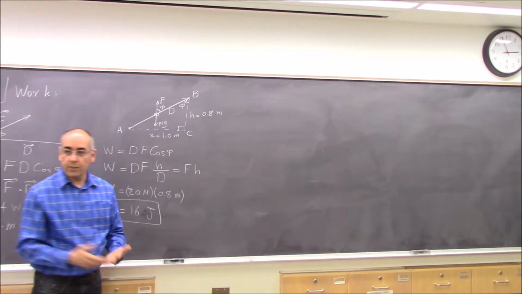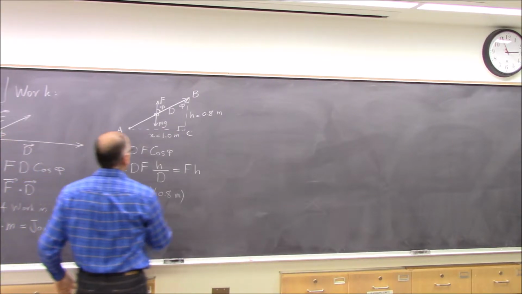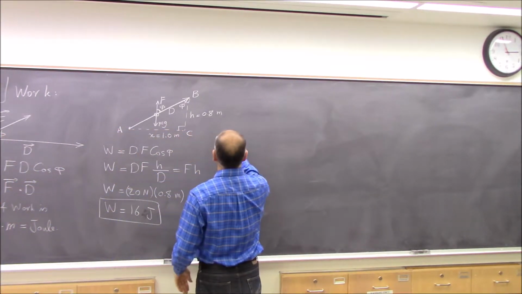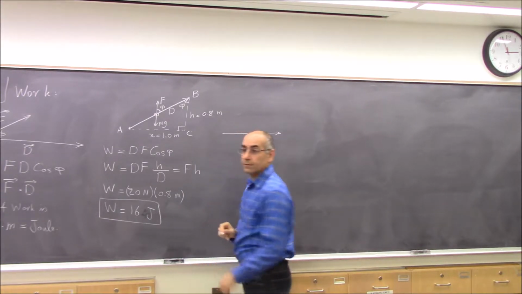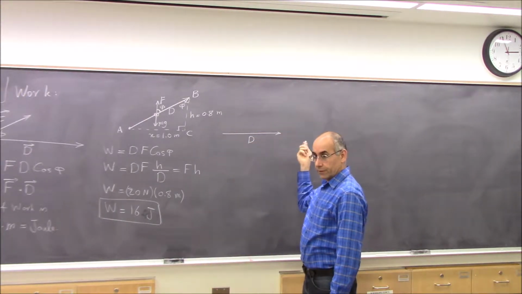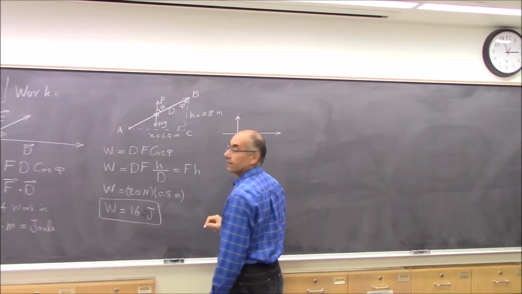Zero. Why is it 0? Because there's no D. No, D is this way. No, because you said it's at equilibrium. Yeah, it is at equilibrium, but I'm going through this displacement, right? But the force I'm applying is this way, right? Oh, cosine of 90 is... Yes.